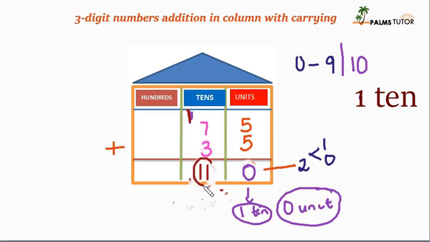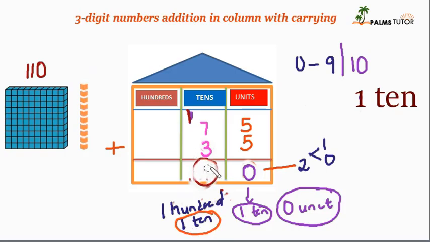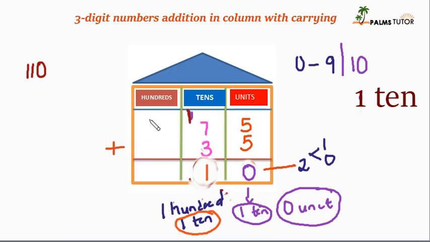11 tens is 2 digits, but there can only be one digit in this place at a time. 11 tens is 110. 110 is one bundle of 100 and 10. So we keep the 10 in the tens place, which is the right place it should be, and move 100 to the hundreds place.